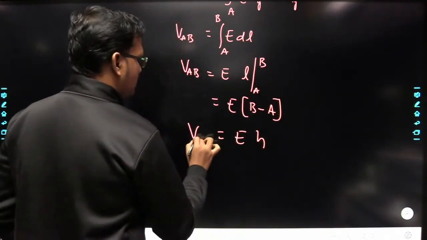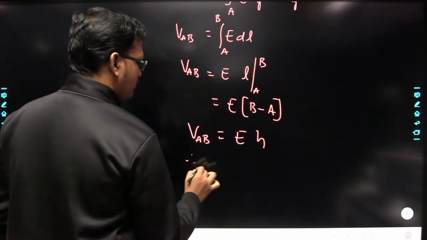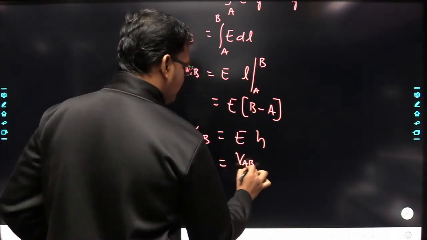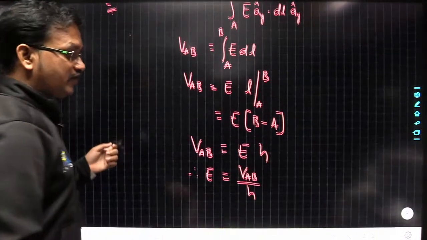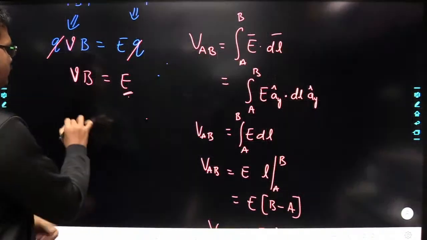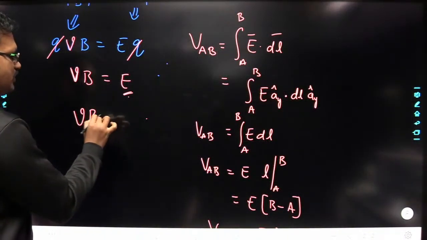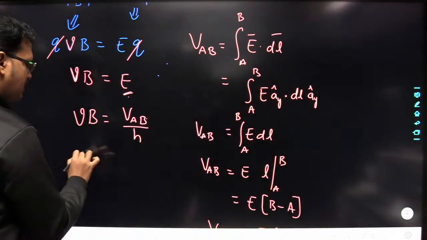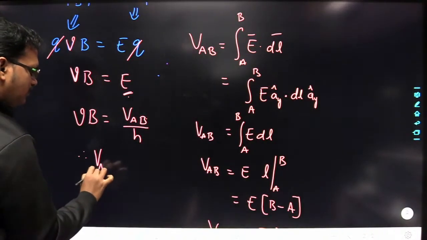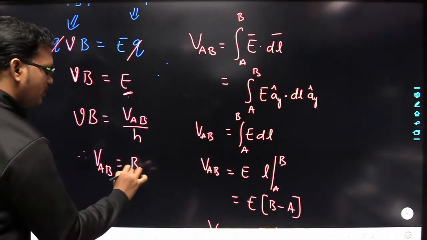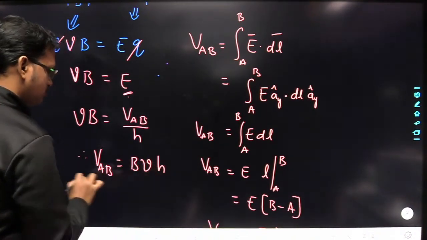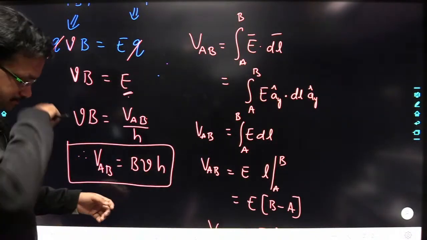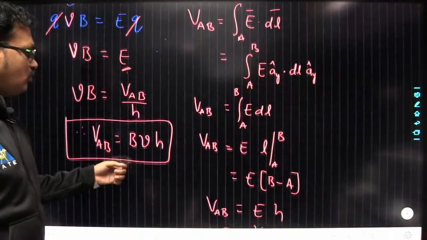So VAB, therefore E is equal to VAB divided by H. So here I can replace, E is equal to VAB divided by H. Therefore VAB is equal to B into V into H. Understood? Okay.